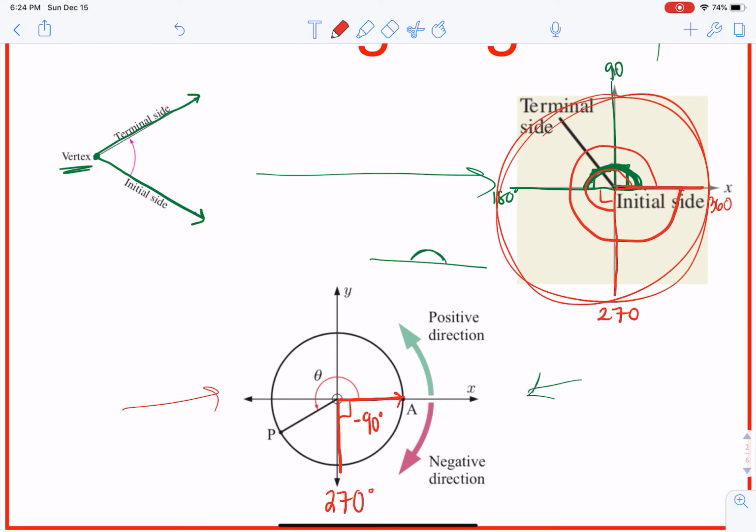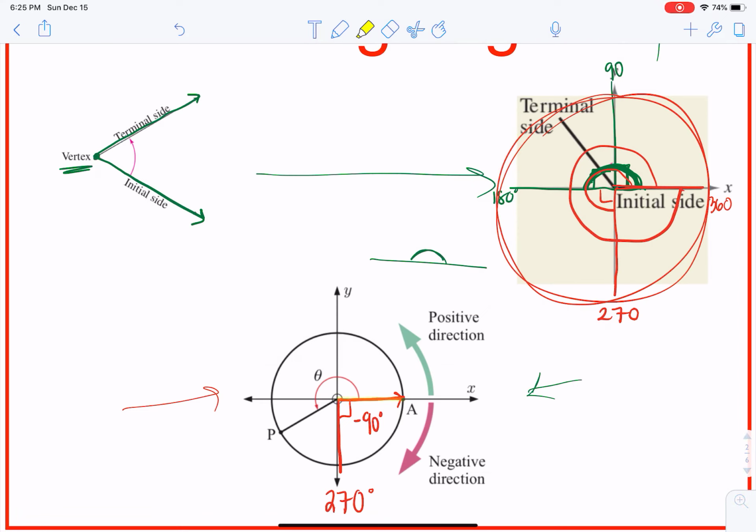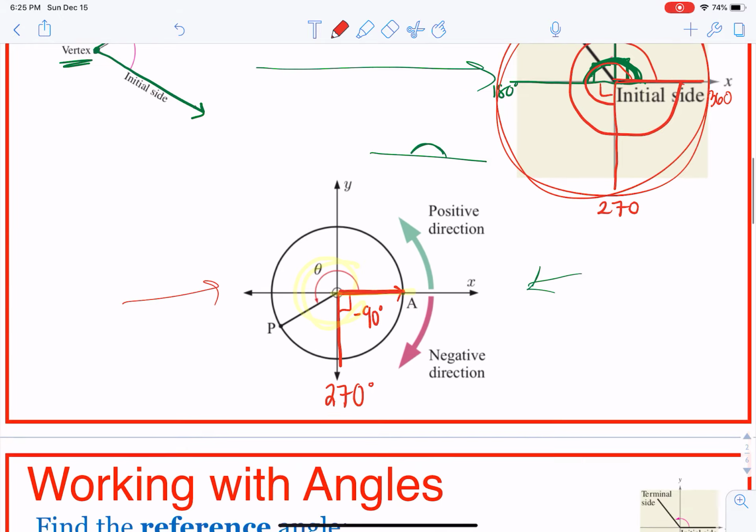We'll be working a lot with angles that are moving in the positive direction and in the negative direction, but it's important for you to know that this here is always the measure of my initial side, and whatever's floating out here is the measure of my terminal side. We will always start to measure angles from this positive x-axis right here.